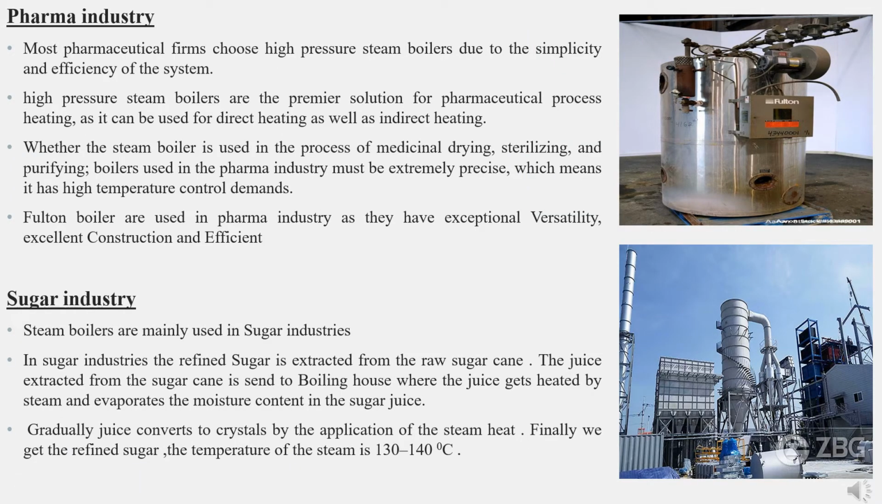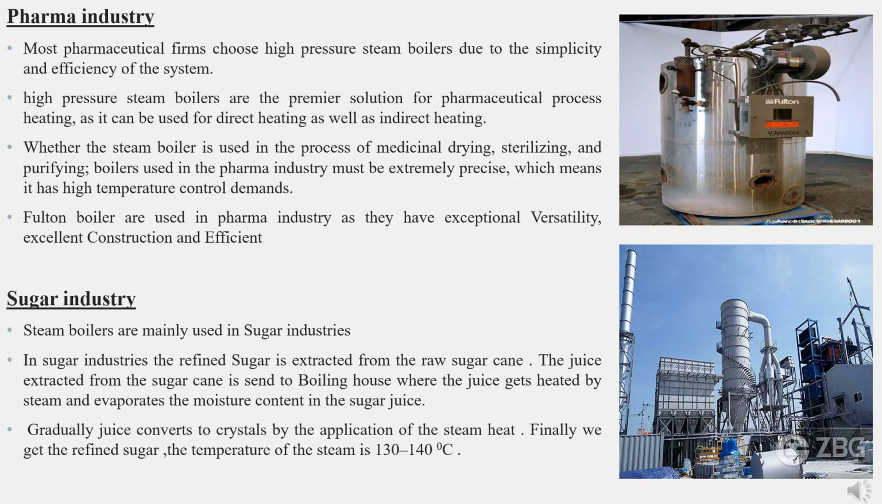In the pharma industry, high pressure steam boilers are used due to their simplicity and efficiency, and they are the premier solution for pharmaceutical process heating. Boilers used in the pharma industry must be extremely precise, which means they should have high temperature control demands. Fulton boilers are used in the pharma industry due to their excellent construction and efficiency.